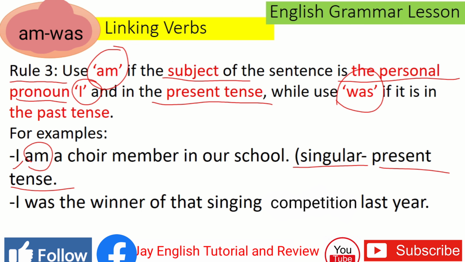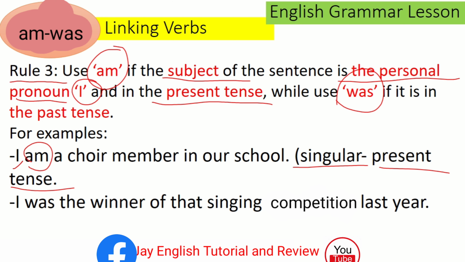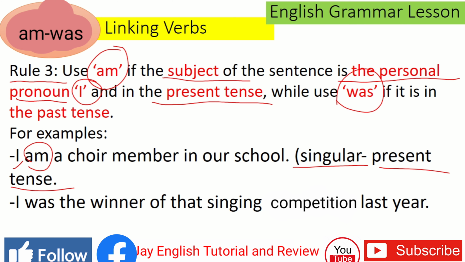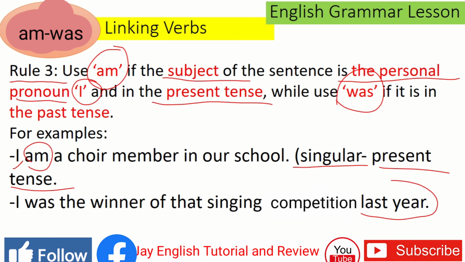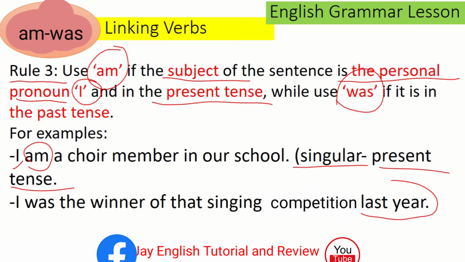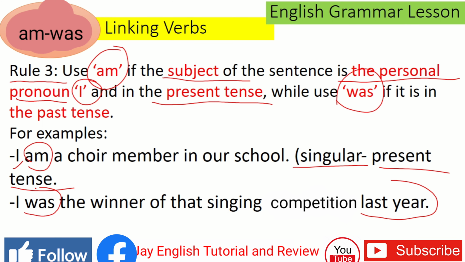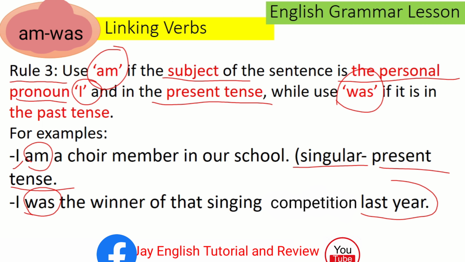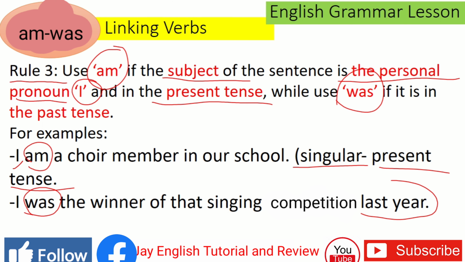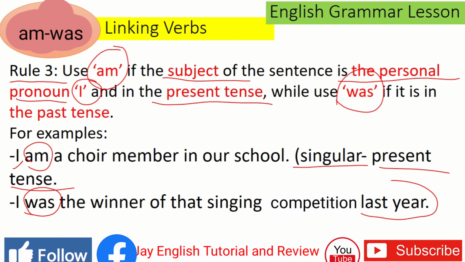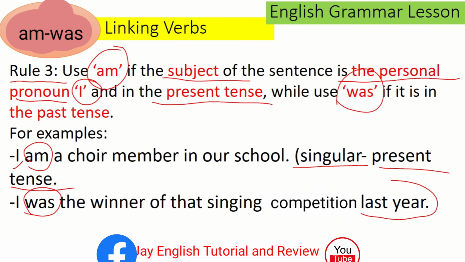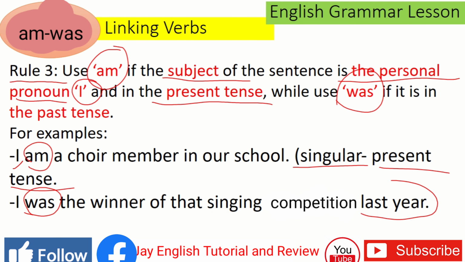Another example, I was the winner of that singing competition last year. So, the event or that singing competition already took place last year. Then that is the reason why we are no longer using am here, but instead we use the linking verb was. And remember, was is the past tense of am. Okay? So, I was the winner of that singing competition last year. That's the difference between am and was.